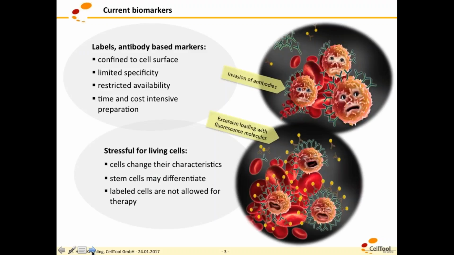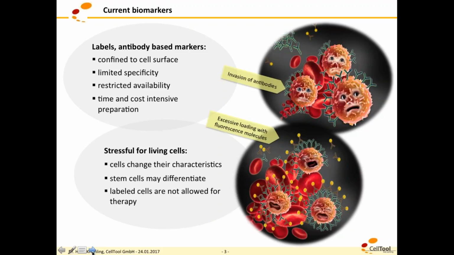I think you all know that there are a lot of different biomarkers for cell analysis out there. However, most of these biomarkers depend on the usage of antibodies or other labeling techniques. And in case of antibodies, the first problem is that there are often no good antibodies for the marker of interest. In addition, cell staining is often associated with cost and time-intensive preparations, and a further disadvantage of these preparation procedures is that the antibodies or staining agents can be very stressful for living cells.